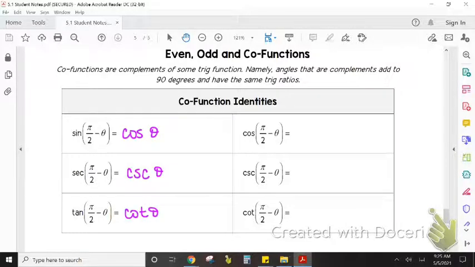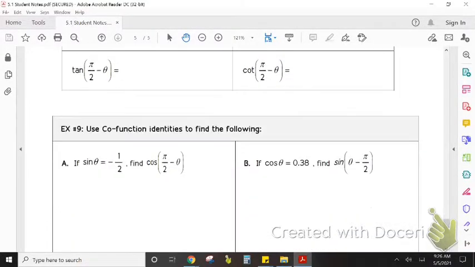This is why we have the cofunctions, is why they call it that, because it's matched with the one that sounds like it but has a co in front, okay? And then vice versa here. If I take cosine of pi over 2 minus theta, that's going to equal sine of theta. Cosecant of pi over 2 minus theta would equal secant of theta. And cotangent of pi over 2 minus theta will equal tangent of theta. So tangent and cotangent, secant and cosecant, sine and cosine are cofunctions if their angles are going to add together to equal 90, okay, or pi over 2.